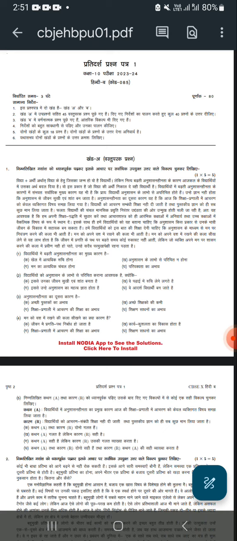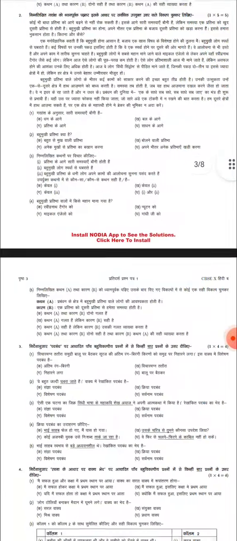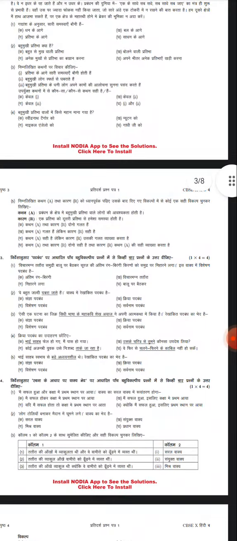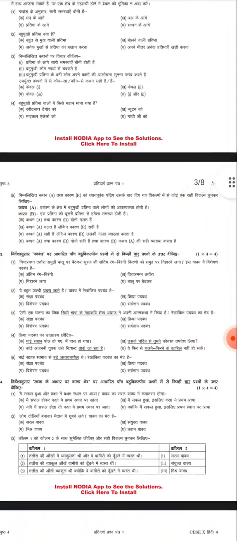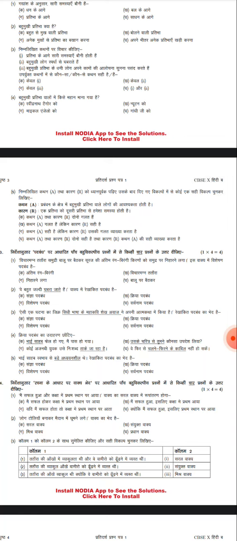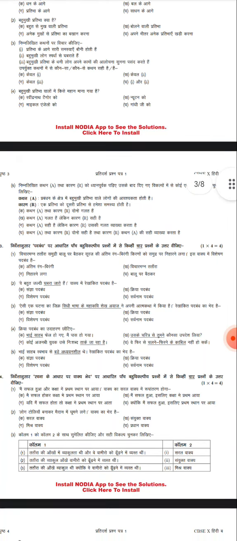I will leave the solution also in the description box, so anyway, you will get it. So I'm not discussing the unseen passage. You will get the solution in the description box. I'll explain the answers to the grammar part. So starting with Padbandh, that is your question number 3 over here.